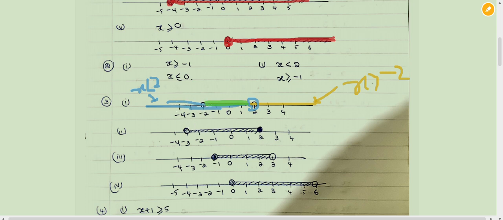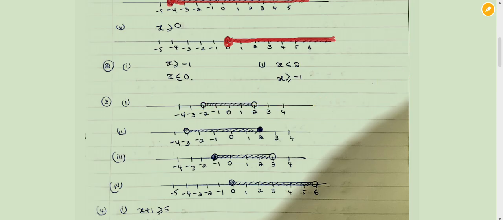Okay, after that you can shade like this. Okay, so this is the solution for this.